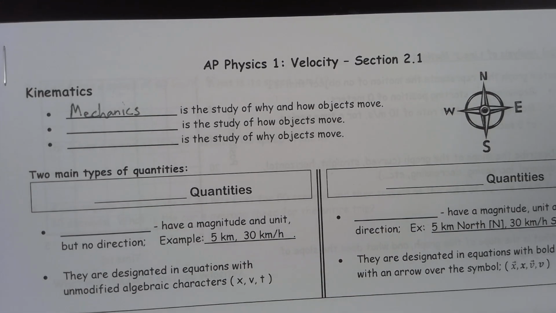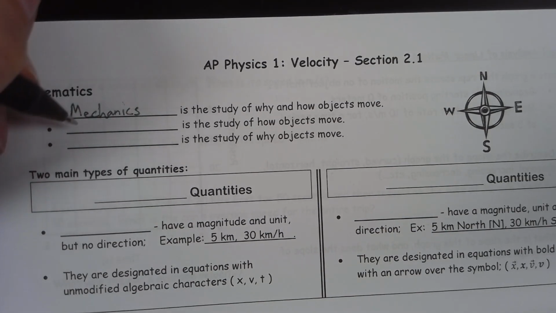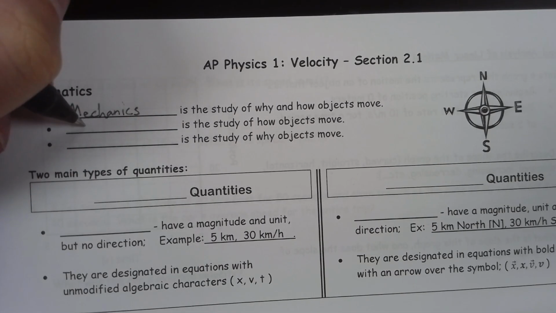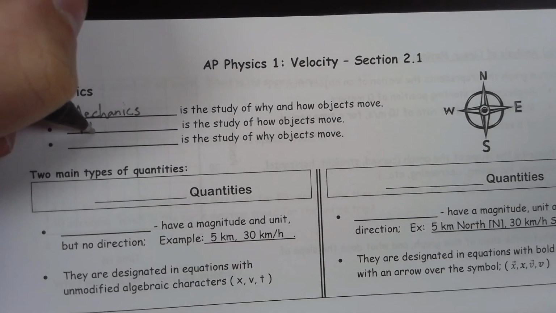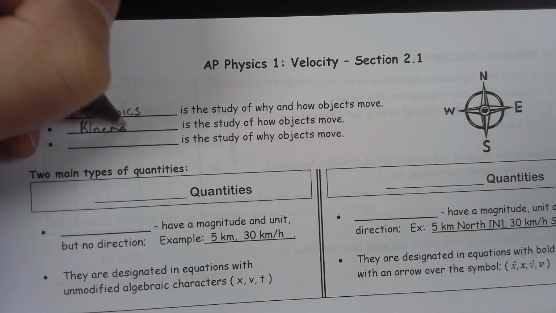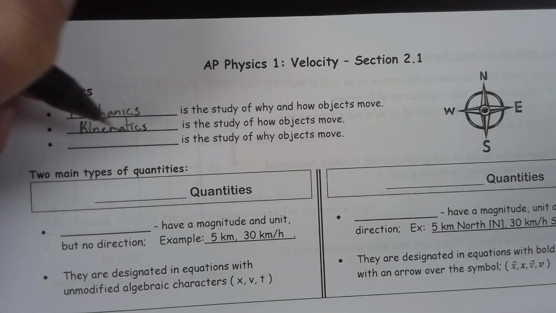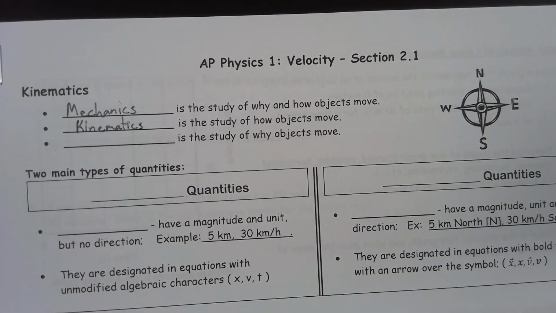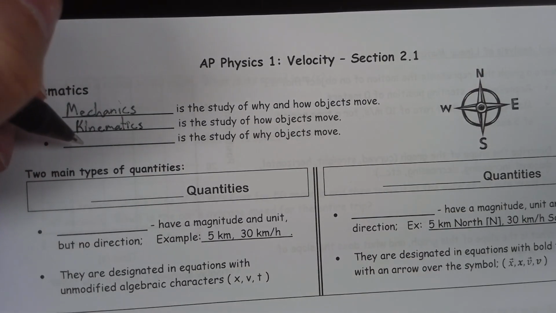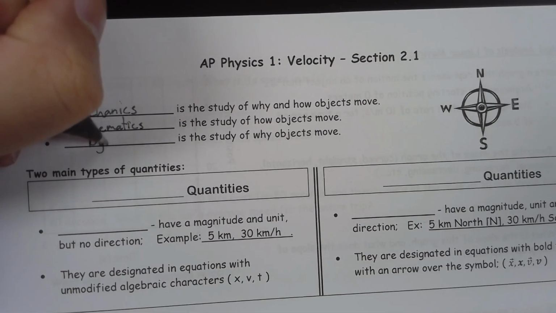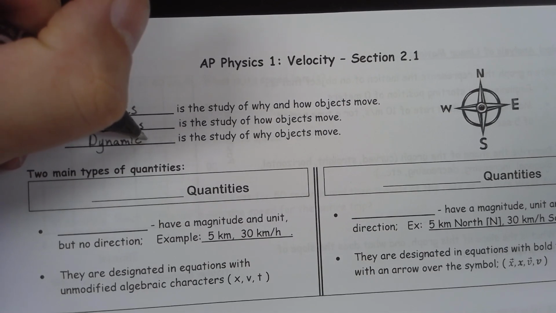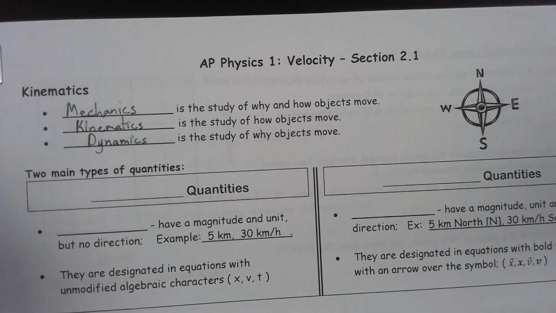So, first line is mechanics is the study of how and why objects move, but then kinematics is the second line. And if kinematics is the how, that's just trying to distinguish that I'm not worried so much about the why. And so that would be dynamics. And so dynamics is what we're going to talk about after kinematics for the rest of the year, pretty much.